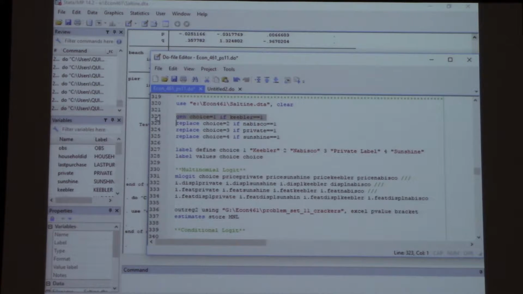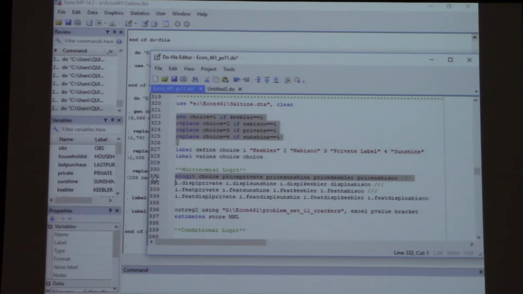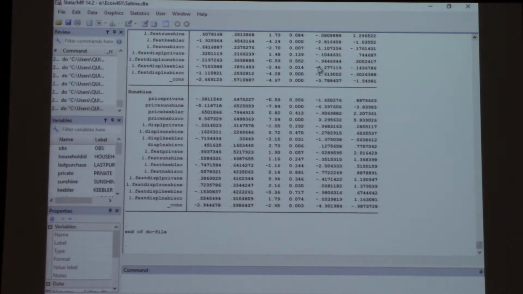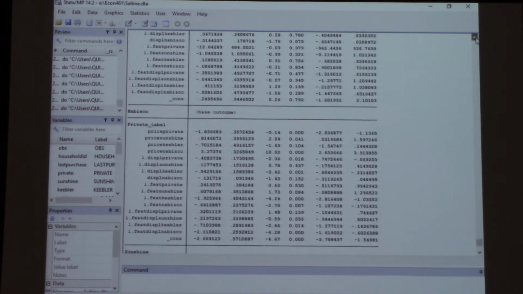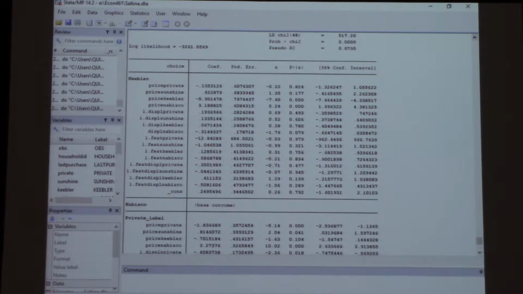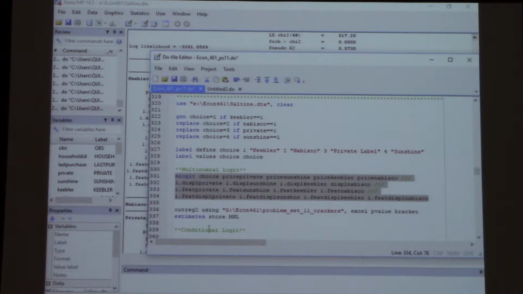All right, so let's run our multinomial logit. This is what we've already done. Again, we know it's wrong, but we just can't help ourselves. How many times have you said that? All right, we got all these results. Relative log of the odds ratio, all that good stuff.